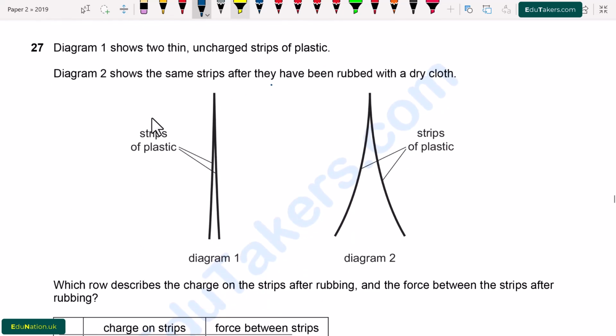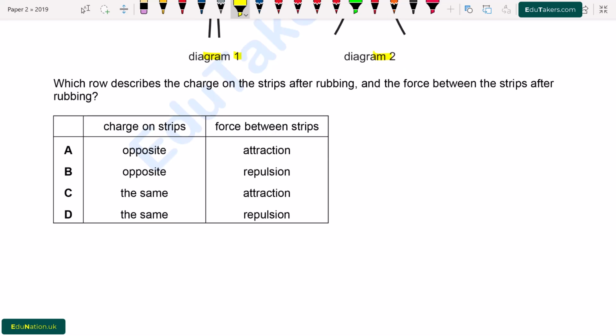Question number 27. Diagram 1 shows two thin uncharged strips of plastic. Diagram 2 shows the same strips after they have been rubbed with a dry cloth. Here is diagram 1 and there are two strips of plastic. In diagram 2, when these strips are rubbed with the dry cloth, the position of the strips of plastic is shown. Which row describes the charge on the strips after rubbing and the force between the strips after rubbing?